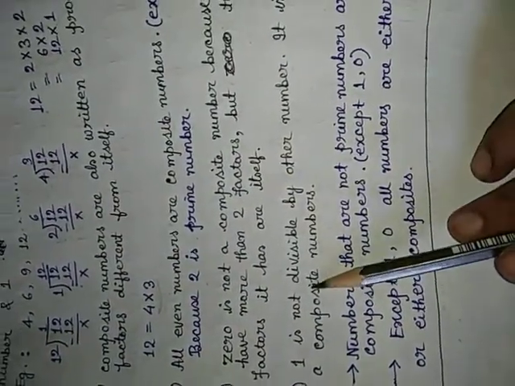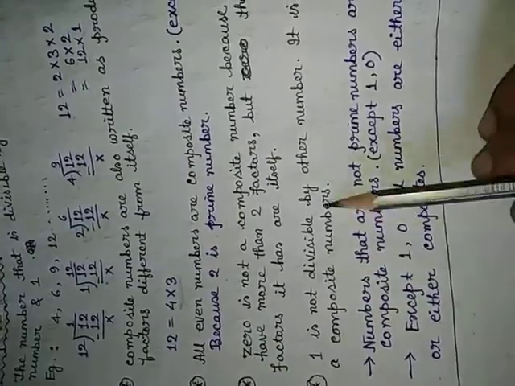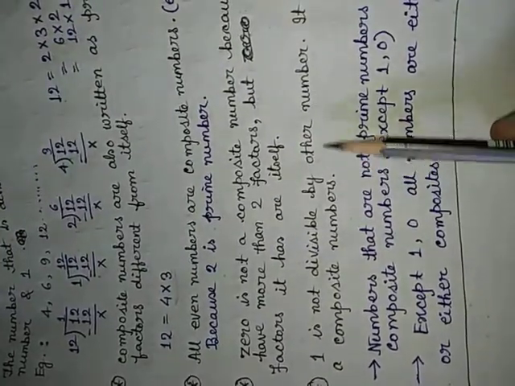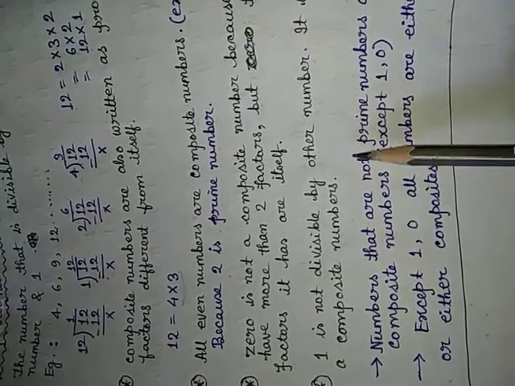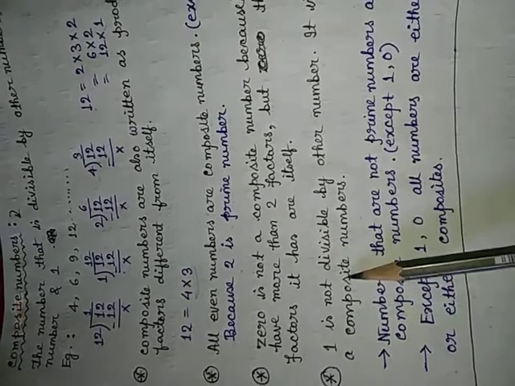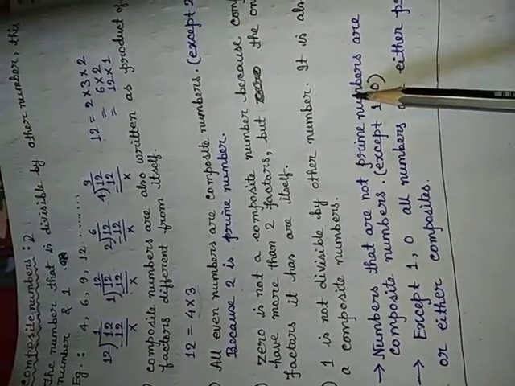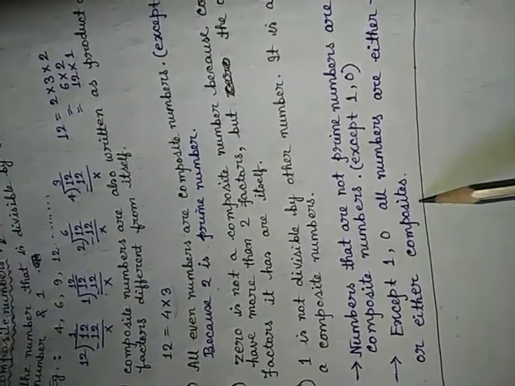Similarly, 1 is also not a composite number. Why? Because 1 is not divisible by any other number. It's not possible to divide 1 by another number. That's why 1 is not composite. So 1 and 0 are neither composite numbers nor prime numbers. Except 1 and 0, all the numbers are either prime numbers or composites.